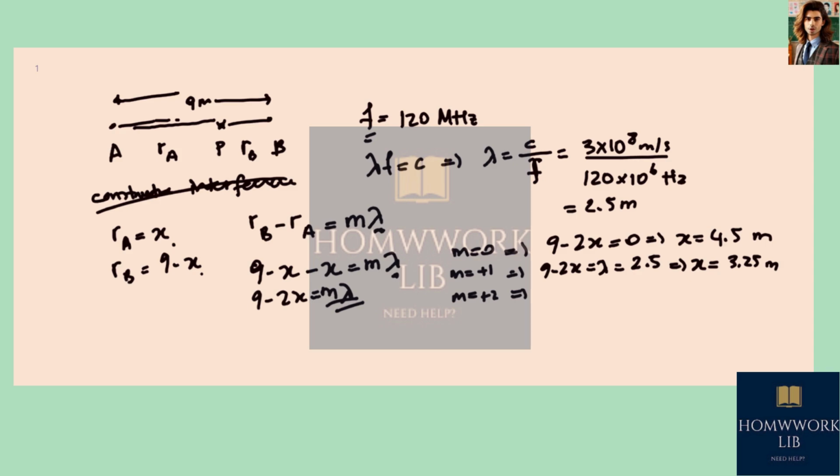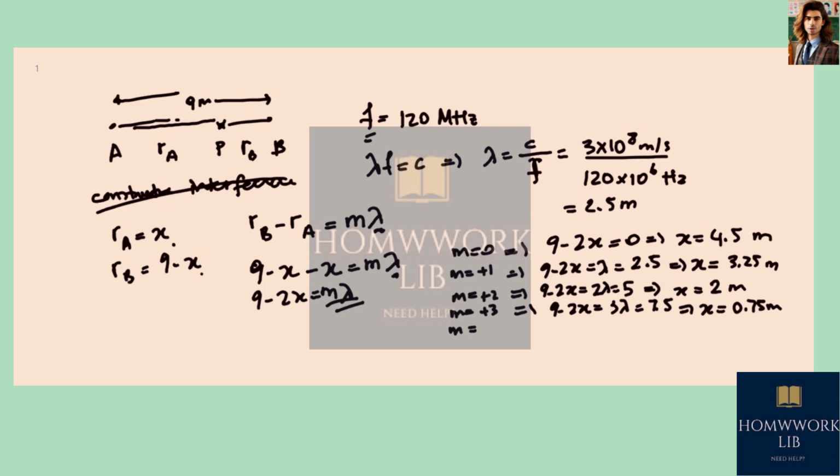So let's keep doing this for other orders. So m equals 2, then 9 minus 2x is going to be equal to 2 lambda, which means 2 times 2.5. Here it's going to be 5. Then your x is going to be 2 meters. If we do this for the third order, it's going to be 9 minus 2x equals 3 lambda. Lambda being 2.5, 3 times 2.5 is 7.5. Then from here, x is going to be equal to 0.75 meters.